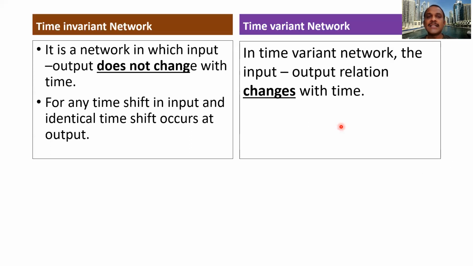With this, we'll go to the next definition, time invariant network and time variant network. As the name indicates, a time invariant network does not change with respect to time. The input and output do not change with respect to time. If there is a time shift in the input, then there is a time shift in the output also. In this network, time doesn't matter actually. What is a time variant network? It is a network in which the input and output change according to time. It varies with respect to time. They are called time variant networks.